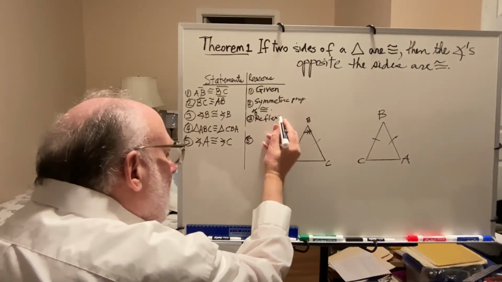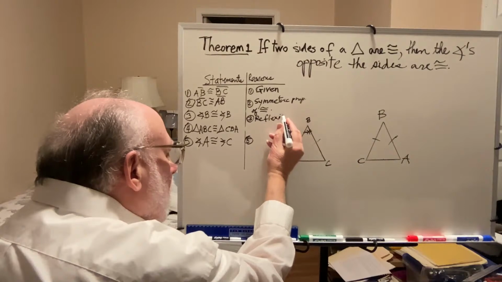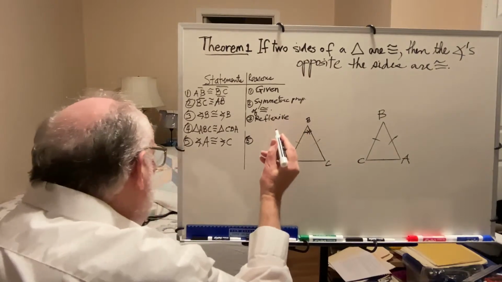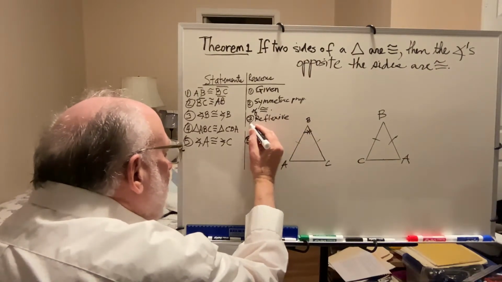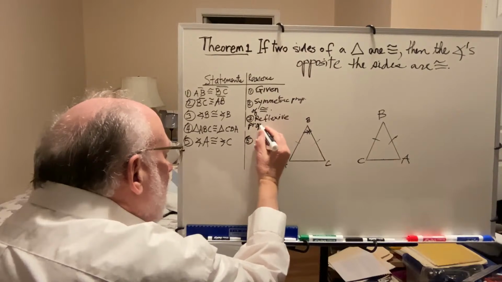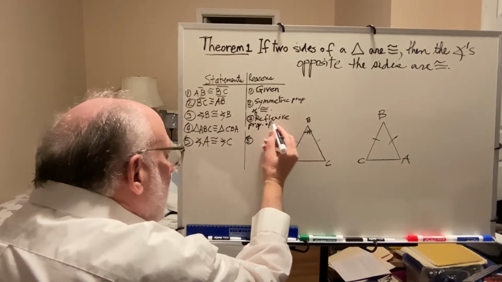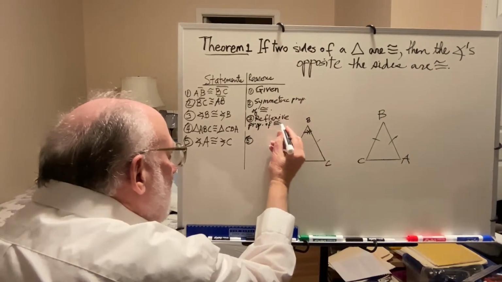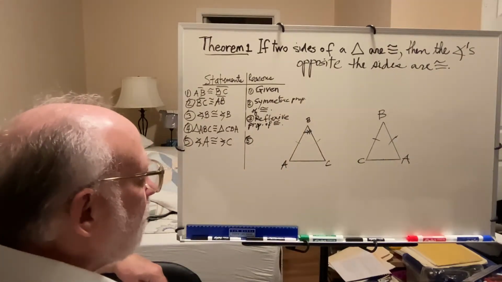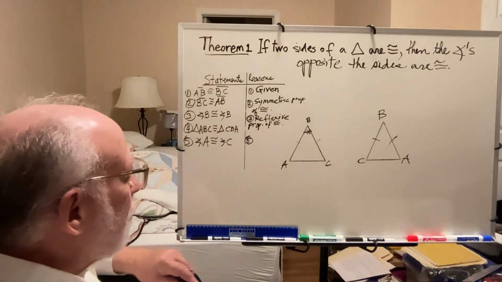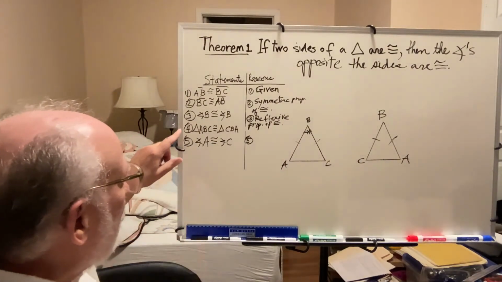Okay, I found this on the web for reflexive property. Check it out. Shh. Reflexive property of congruence. That was Siri interrupting.